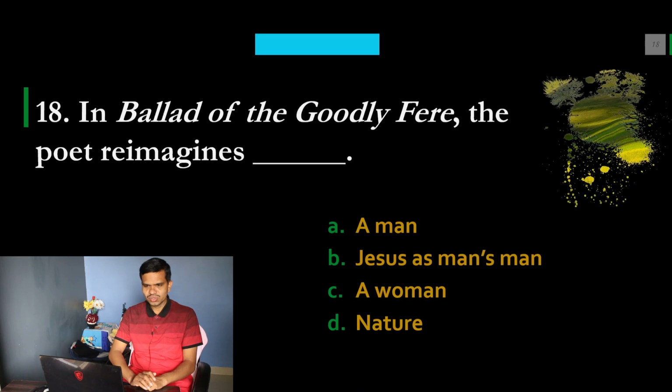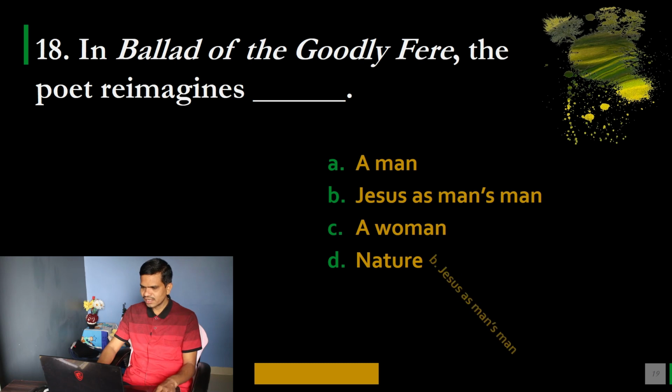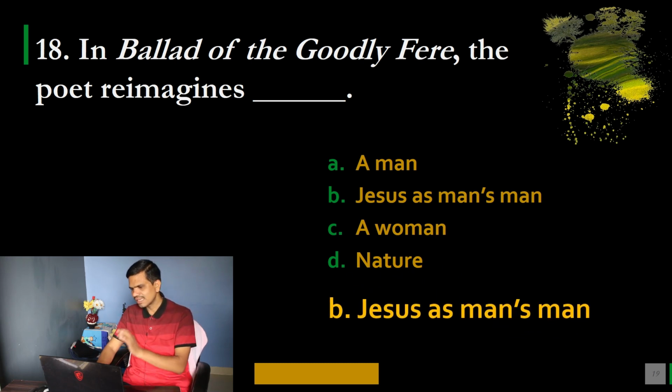And dear students, now we have the last question, 18. In Ballad of the Goodly Fere, the poet reimagines A, a man, B, Jesus as man's man, C, a woman, and D, nature. Please note down your option, and the correct option is B, Jesus as man's man. So Ballad of the Goodly Fere is composed by Ezra Pound, and here we find the theme of Jesus as man's man. So dear students, this is all about 18 multiple choice questions.